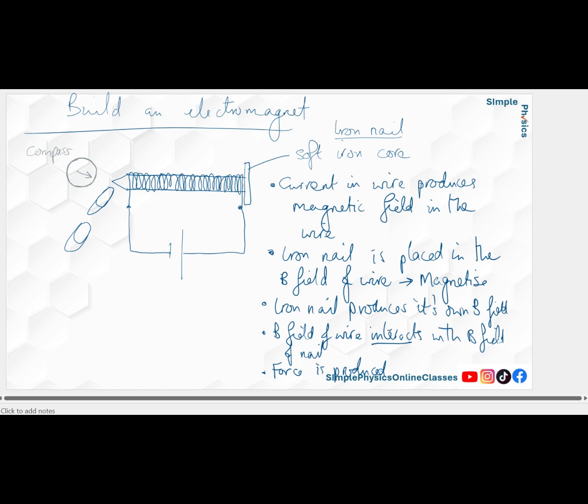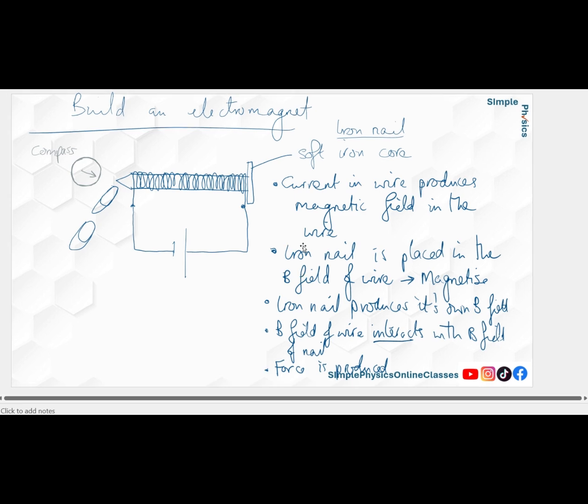Now, the only forces you know in magnetism are attraction and repulsion, and that's because you bring two fields together, don't you? So what's happened then? You've got a current in the wire producing a magnetic field in the wire. So that's what we just talked about. Now, if you place an iron nail in the magnetic field of something else, then the iron nail, because it's a magnetic material, becomes magnetized. The iron nail itself, because it's a temporary magnet, will have an induced magnetic field inside it.